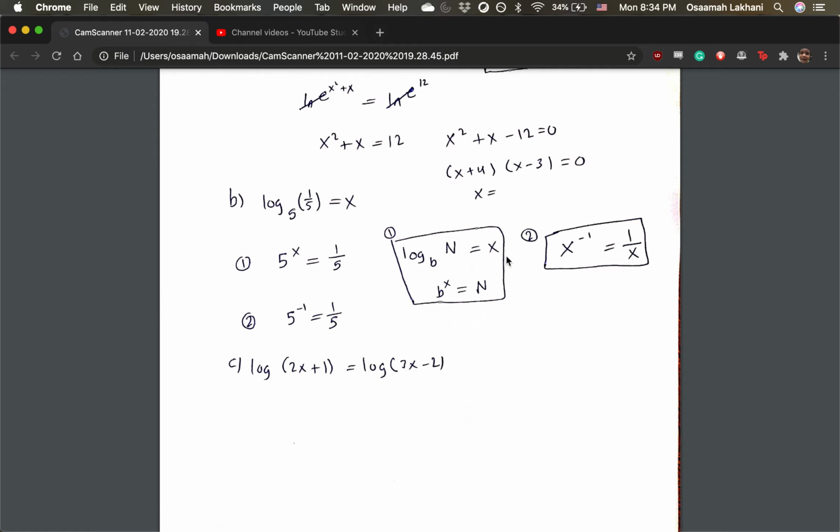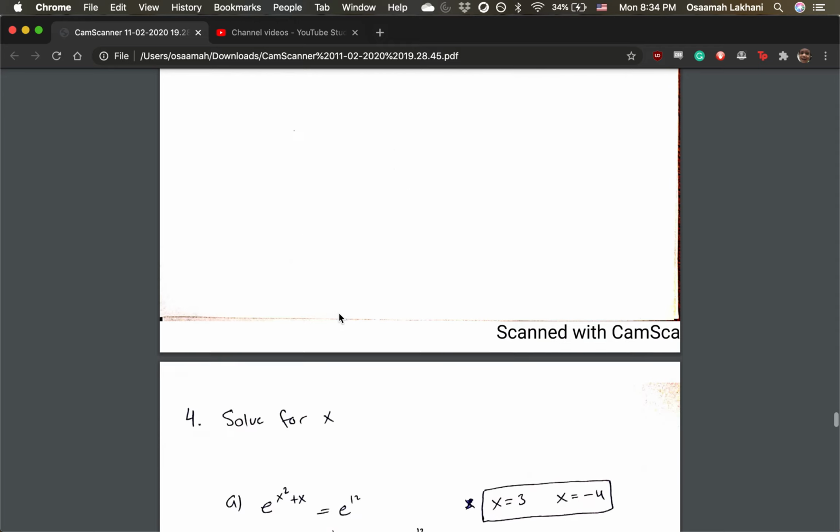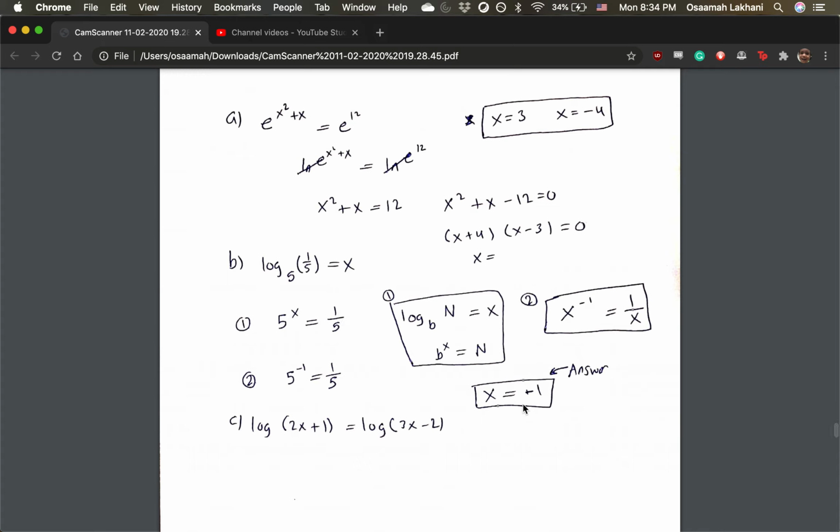Now, these are two really important rules to know. There are about 8 rules in all to do with exponents and logs. So it's really important to know those, and these are just some very important ones. So I labeled them. This is rule number 1 that goes with this one, and this is rule number 2 that goes with this part of the working out. So our answer is negative 1 because 5 to the negative 1 is 1/5.